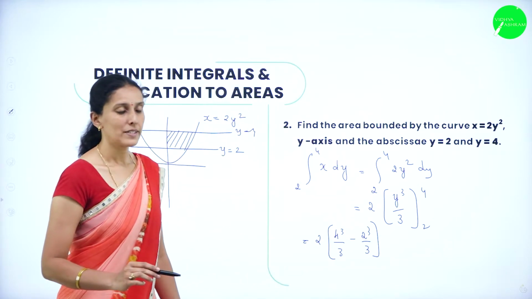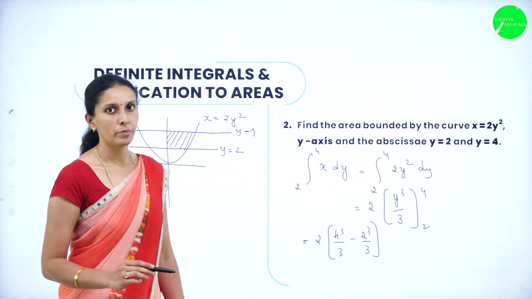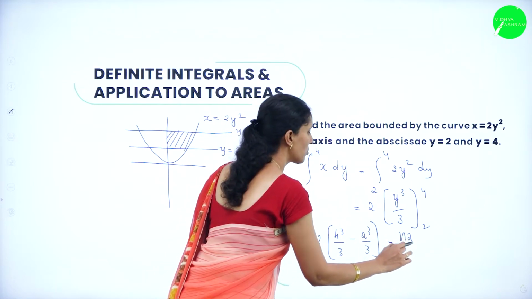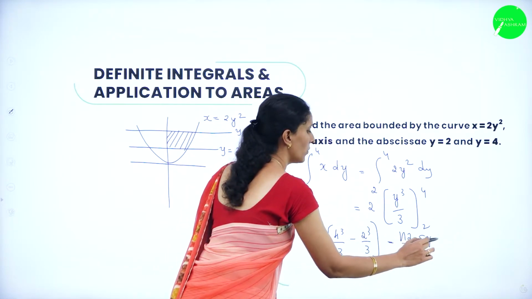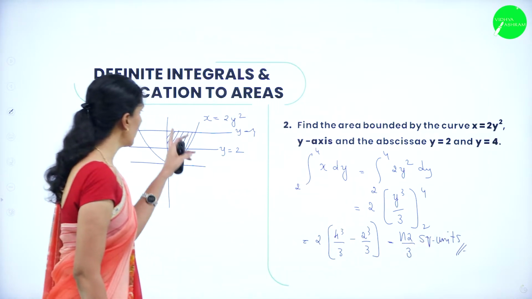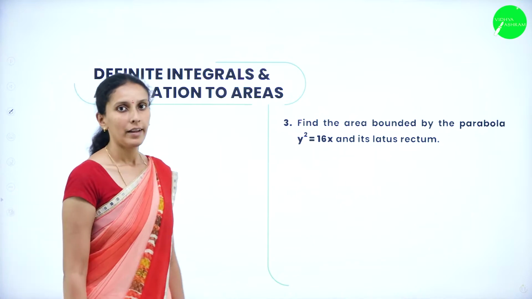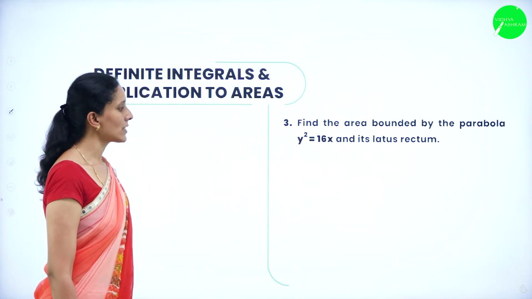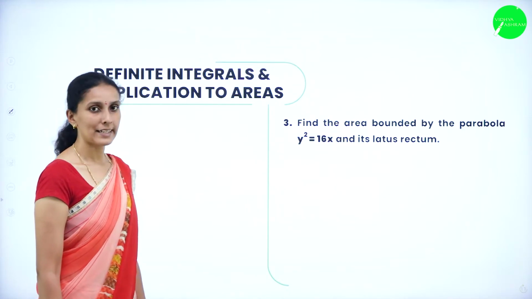So 4 cube is 64 minus 2 cube is 8. So when you solve this, you will get the value as 112 by 3 square units. So this is the area of the required region. Next question. Find the area bounded by the parabola y square is equal to 16x and its latus rectum.